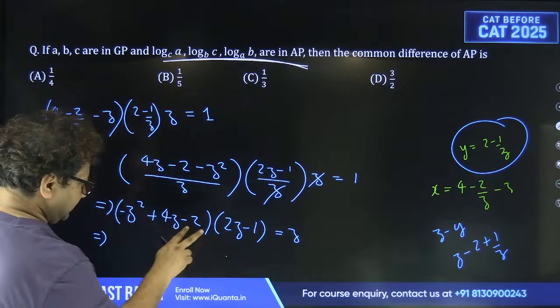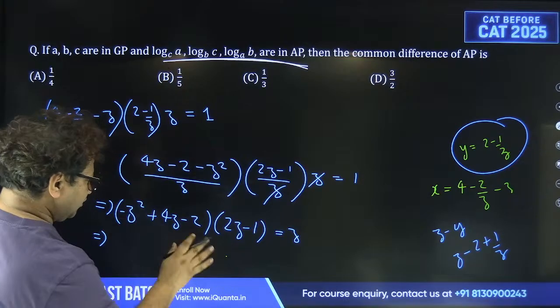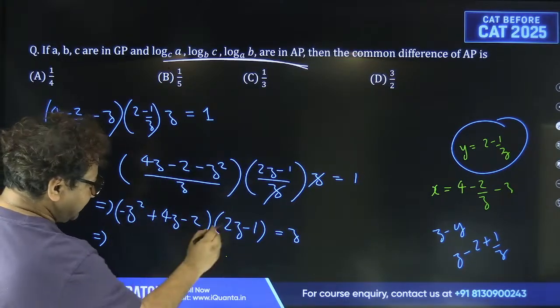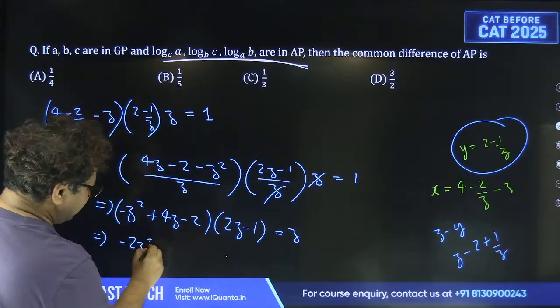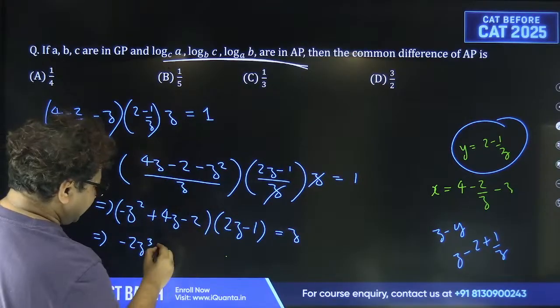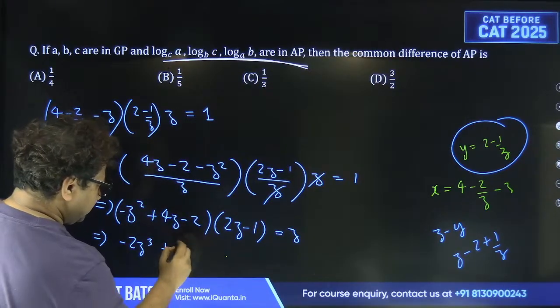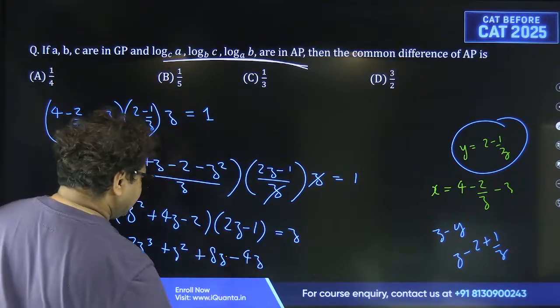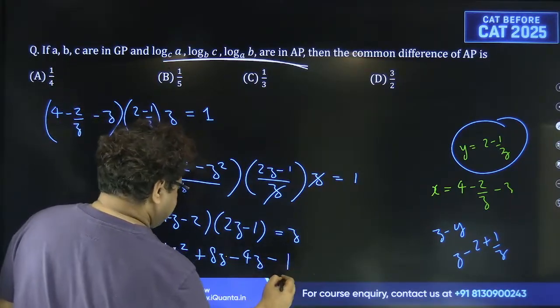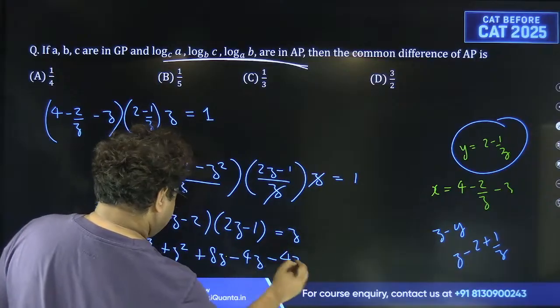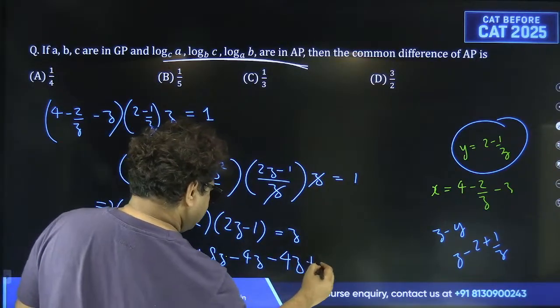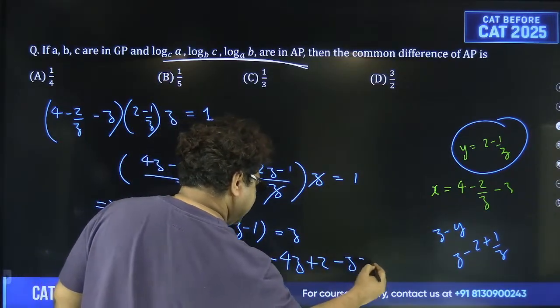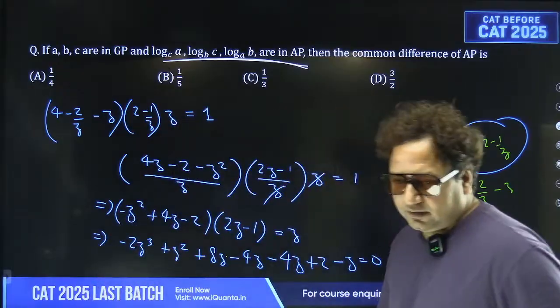Now, if I open this, multiply it, minus z square into 2z is minus 2z cube, minus z square plus this plus z square, plus 8z, minus 4z, minus 4z again, plus 2, minus z is equal to 0. Okay? Looks good?